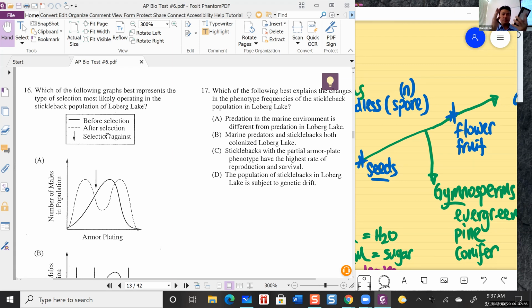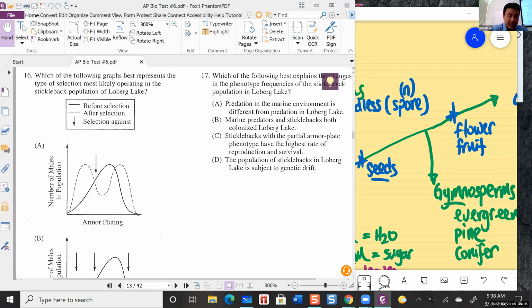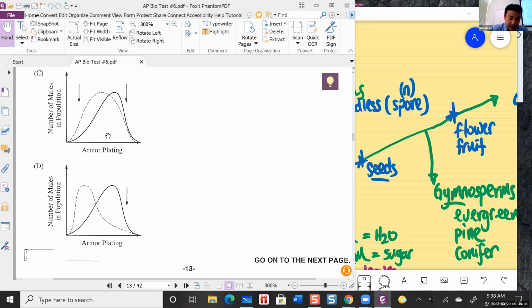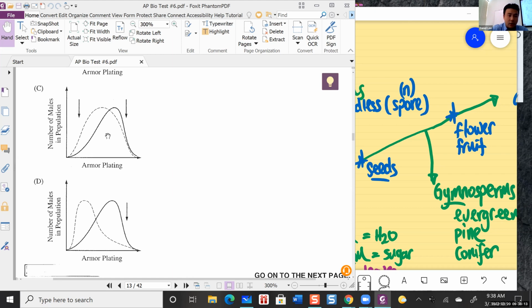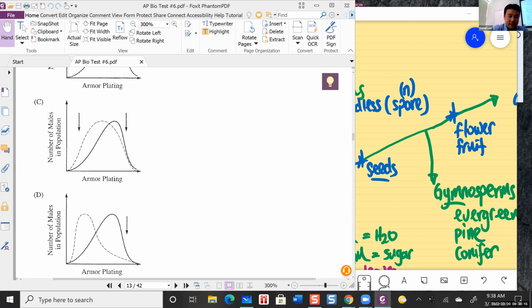Stabilizing selection favors the median trait, like birth weight for humans, not too big, not too small. And also directional or disruptive, okay? So number 16, what kind of selection is this? Okay, this would be a D, directional, yeah? So why is it D, not B?